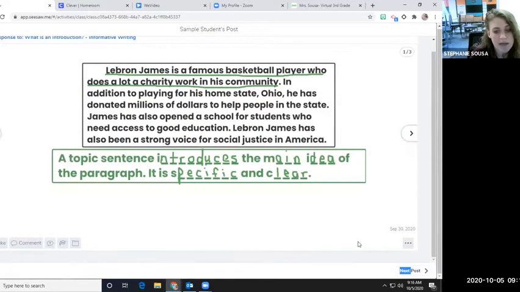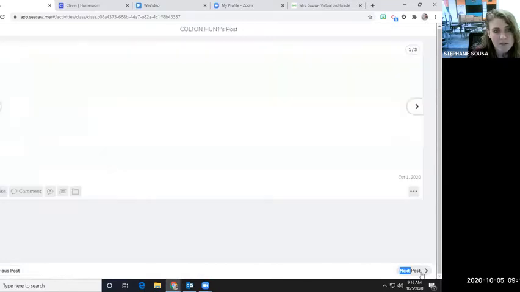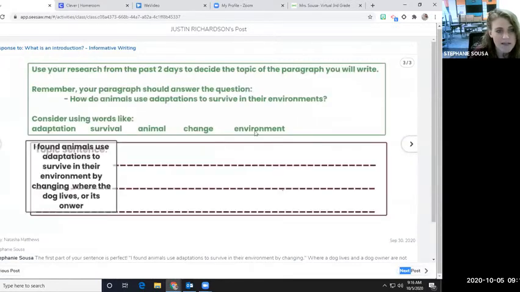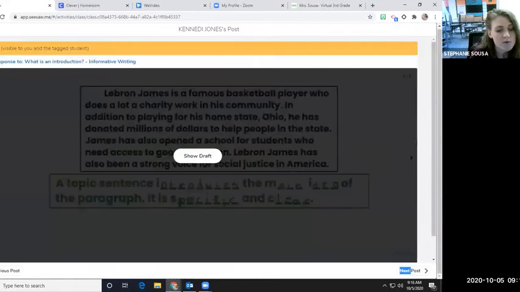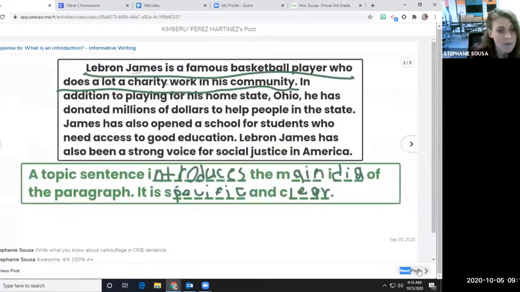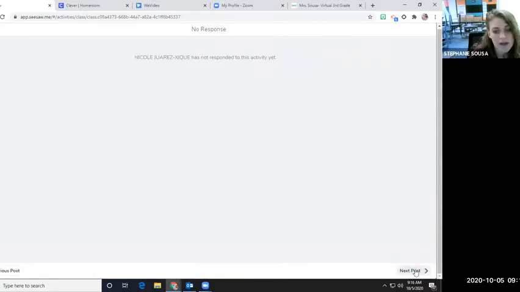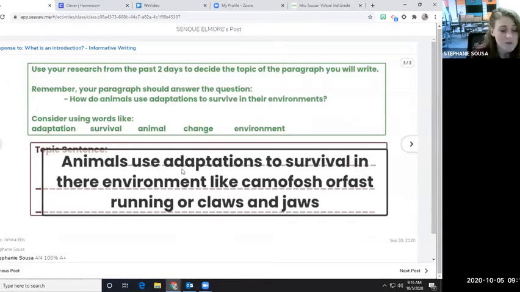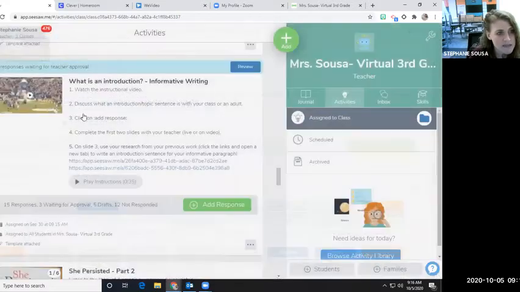Now I might be going and saying, well, if my name is, let's click. If my name is Justin, my topic sentence was, animals use adaptations to survive in their environment by changing. So Justin's going to be writing his topic and concluding sentences about animals changing. If my name is Sin-Q, my topic sentence is, animals use adaptations to survive in their environment, like camouflage or fast running or claws and jaws. So you're going to review your topic sentence, okay?